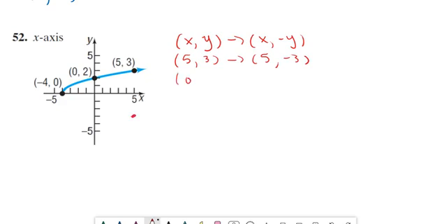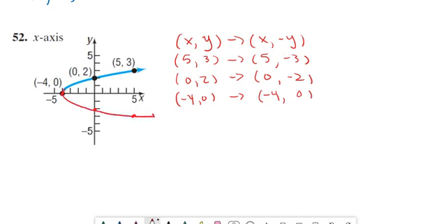And then the point 2 comma 0, well, then I know the point 2 comma negative 0 is also going to be on the graph. And then the point negative 4 comma 0, well, in this case, there is no such thing as negative 0. That's not a number. That's not a thing. So again, it would just be negative 4 comma 0. And then I could complete that portion of the graph.